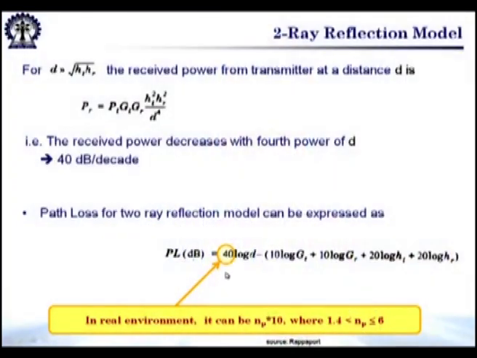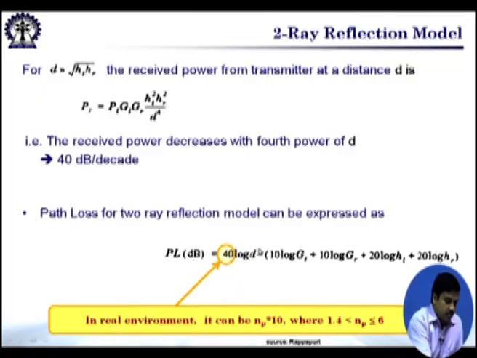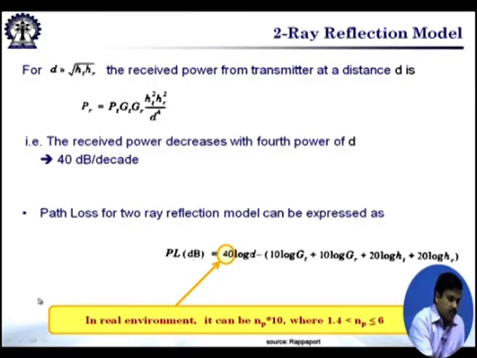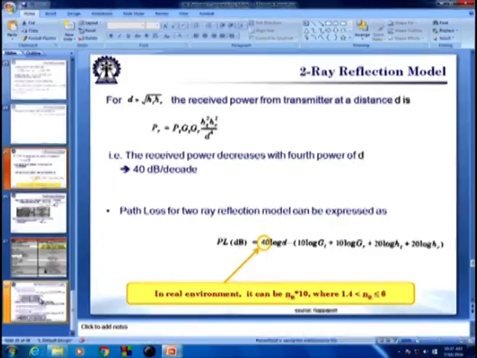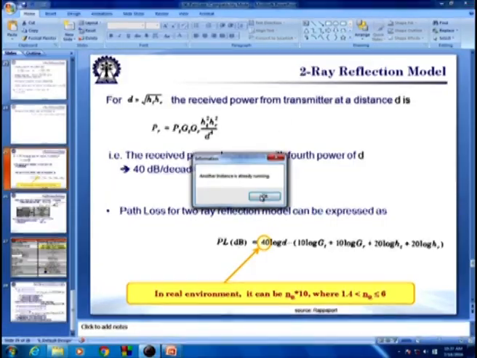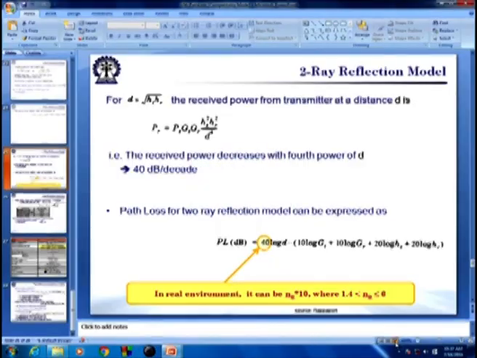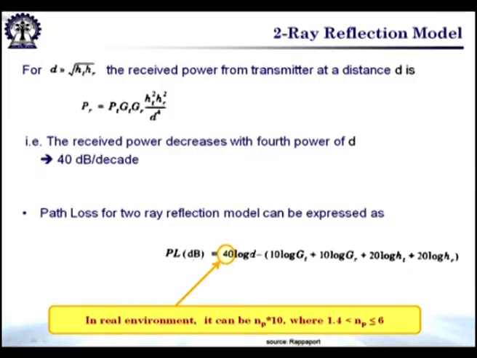What we were seeing in the previous expression is for the 2-ray model, where the path loss goes as d raised to the power of 4, because when we work in the dB scale there is 10 log of d raised to the power of 4, and that 4 comes out as 40 log d. What we also said is that in practical environments, instead of being such nice numbers as 2 and 4, these numbers can be any other numbers.